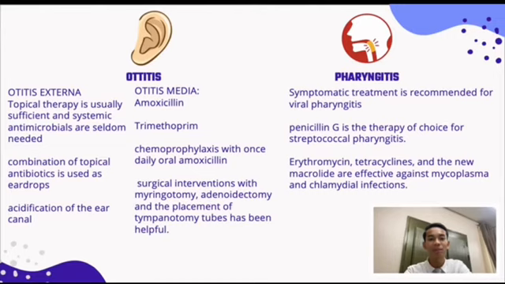For the treatment of acute otitis media, amoxicillin is an effective and preferred antibiotic. Trimethoprim is also an option. It also can be treated by chemoprophylaxis. Surgical procedures such as myringotomy, adenoidectomy, and the implantation of the tympanotomy tube have proven beneficial. Lastly, pharyngitis. For viral pharyngitis, symptomatic therapy is advised. Penicillin G is the therapy of choice for streptococcal pharyngitis. Erythromycin, tetracycline, and the newer macrolides are effective against mycoplasma and chlamydial infections.